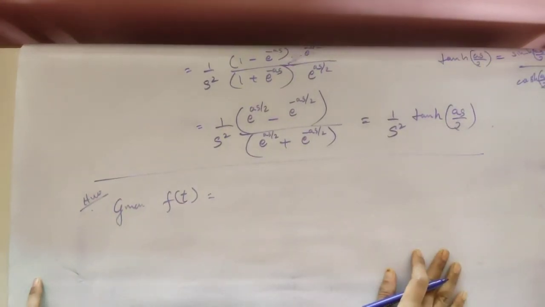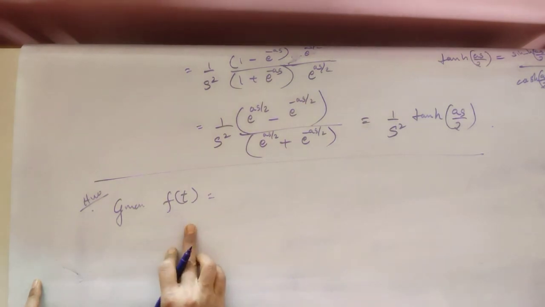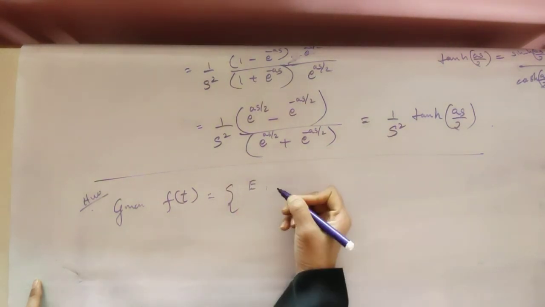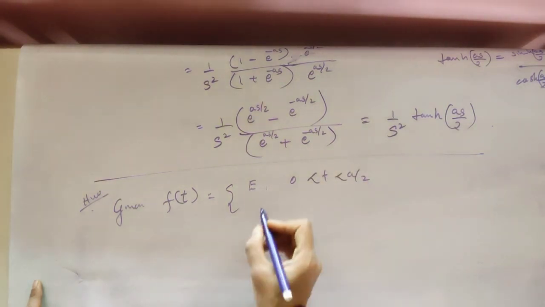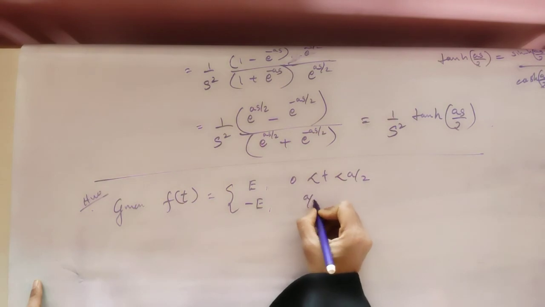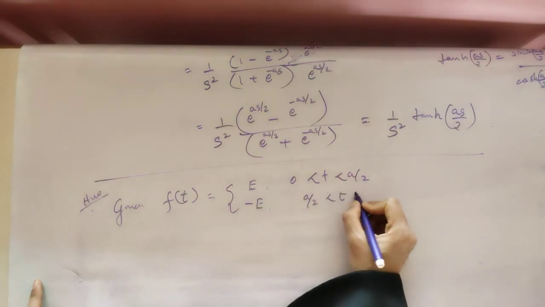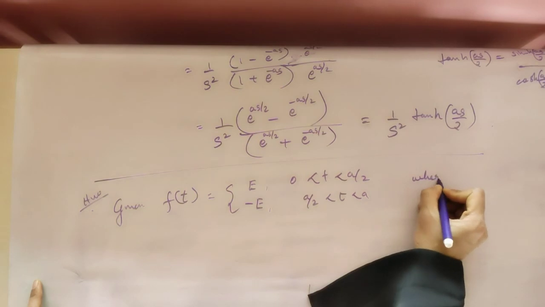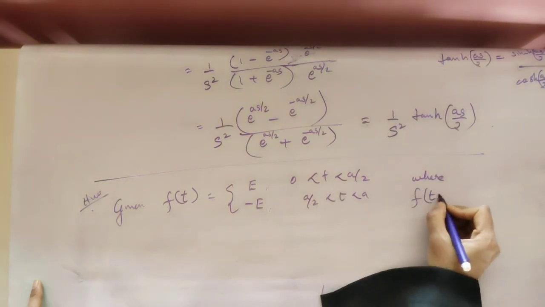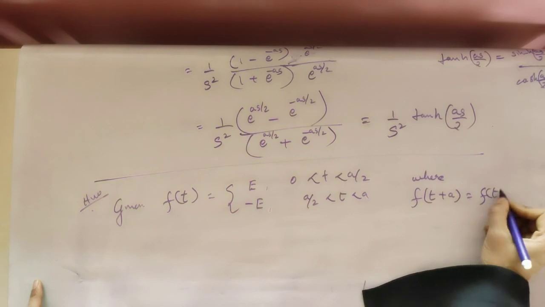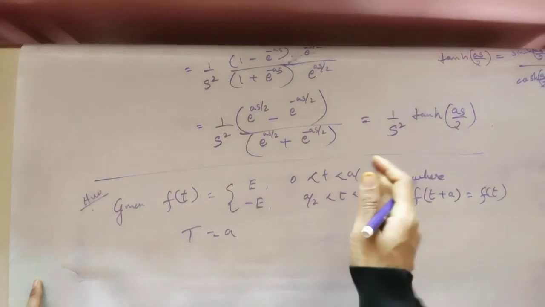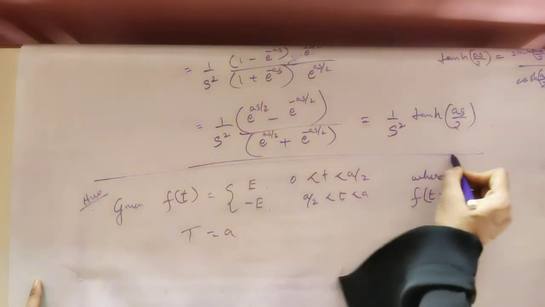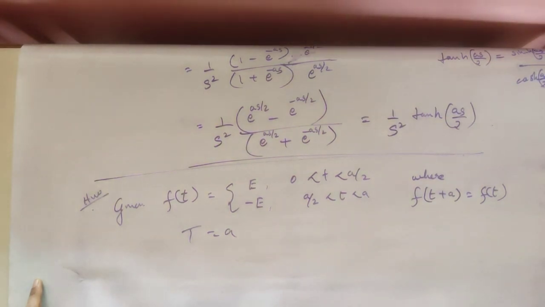Here I'll give one more problem for you as homework. Given f of t is equal to e when 0 less than t less than a by 2, and minus e when a by 2 less than t less than a, where f of t plus a is equal to f of t. Now here the period is a, that is capital T is equal to a. Taking capital T is equal to a and splitting your integral, like how I have done in my previous example, the same way you are going to follow the steps and get the solution.